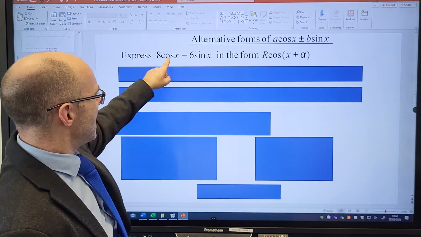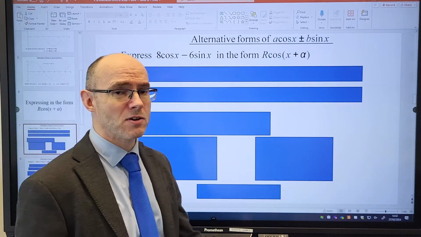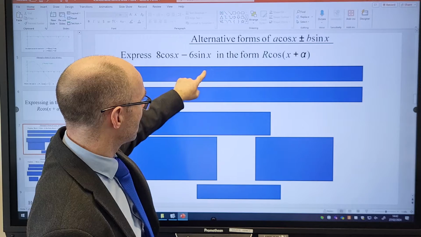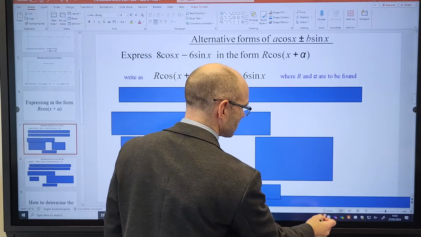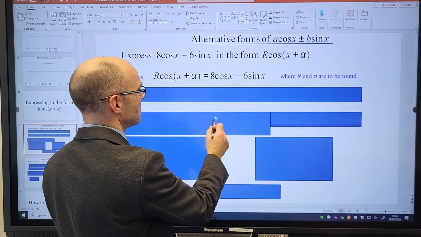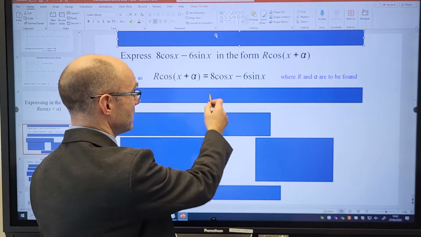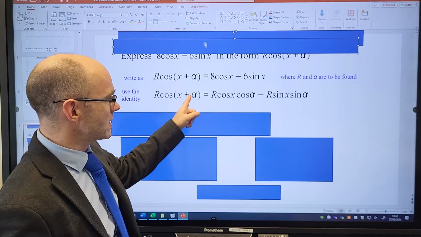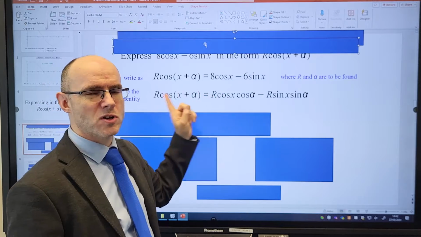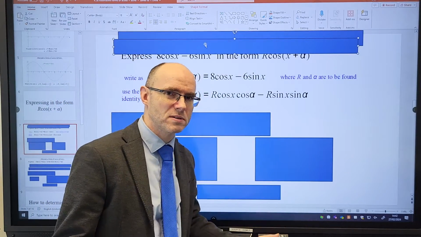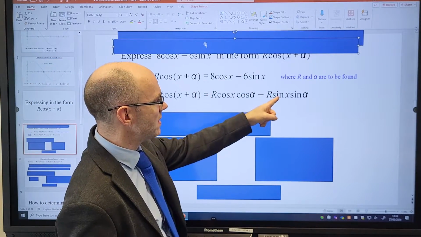So here we've got 8 cos x minus 6 sin x, and you've got to write it in the form r cos(x + alpha). The key to it is doing this. You need to be able to use the board, of course. Use this identity first of all: r cos(x + alpha) is equal to this. That comes from the identity cos(a + b) is cos a cos b minus sin a sin b. So r cos(x + alpha) will be r cos x cos alpha minus r sin x sin alpha.